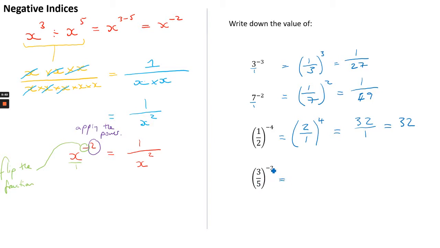Lastly, I've got a fraction to a negative power, so I'm going to flip the fraction and then square it. I need to square the numerator. 5 squared is 25. And then I square the denominator. 3 squared is 9. Okay. I want to check if I can simplify it, but for this one, I can't.